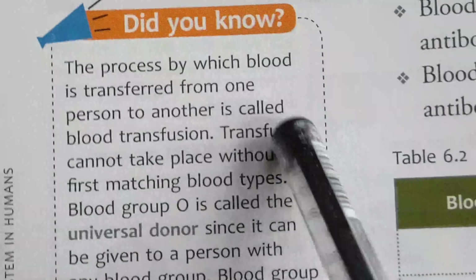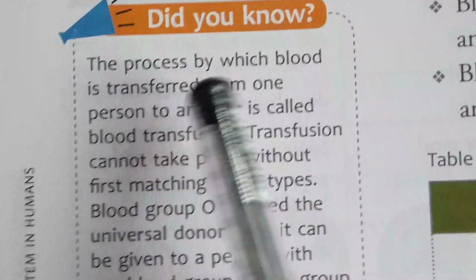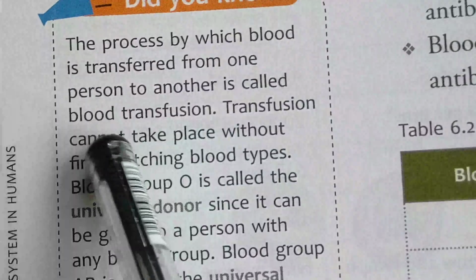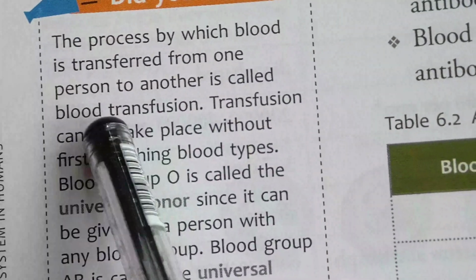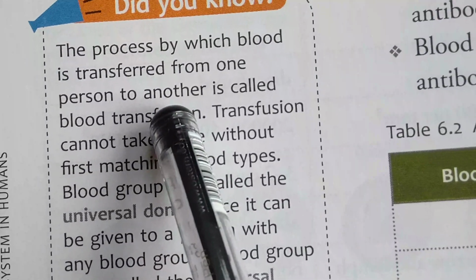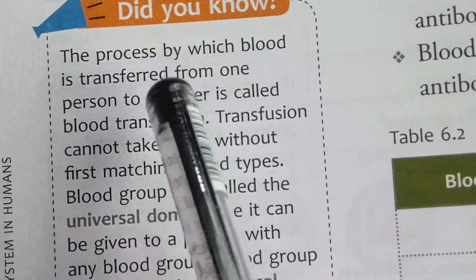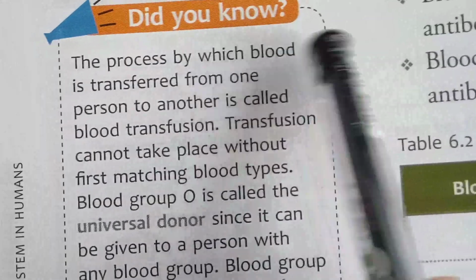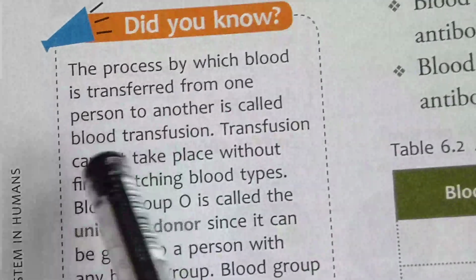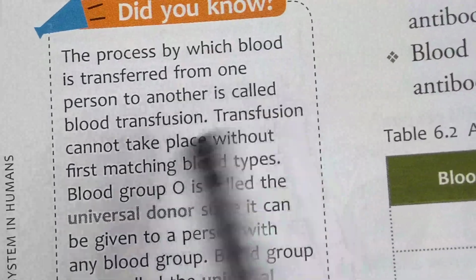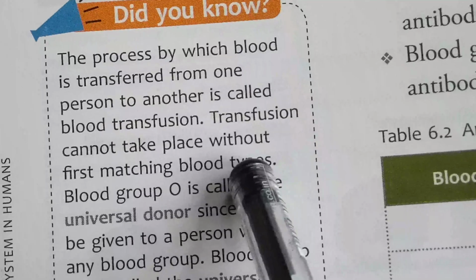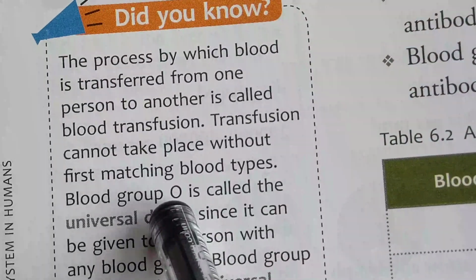Next, here is a box. The process by which blood is transferred from one person to another is called blood transfusion. So blood transfusion is the artificial process whereby we can donate or transfer blood from one body to another one. That is also known as blood transfusion. Transfusion cannot take place without first matching blood types. So at first we have to check the blood types.